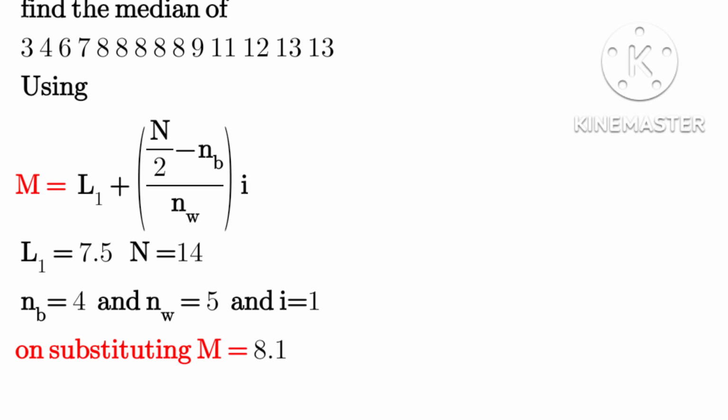Then our L1 is the lower class boundary of the repeated value itself. When you take 0.5 from 8, you have 7.5. Then the sum of all the numbers, that's 14. When you divide everything by 2 and you insert your answer, you have your median to be 8.1.